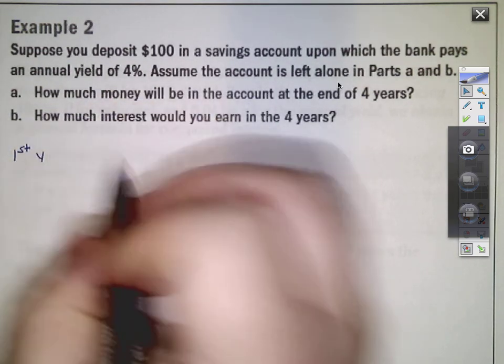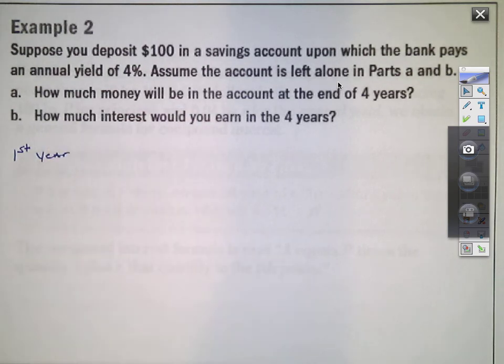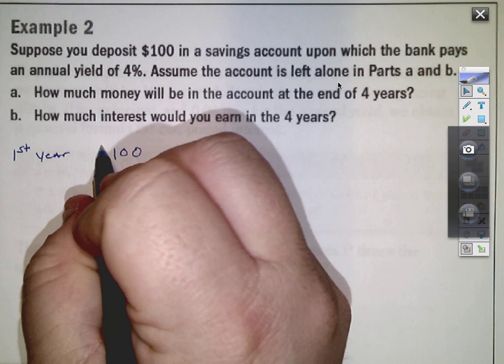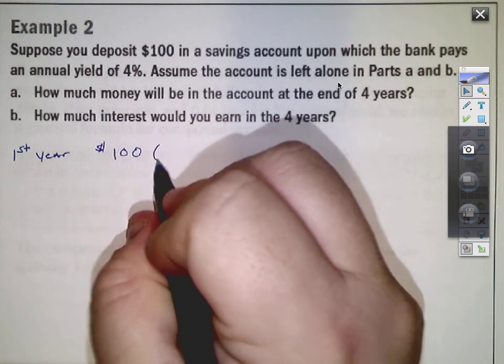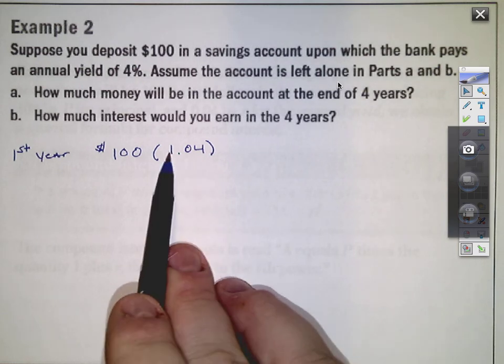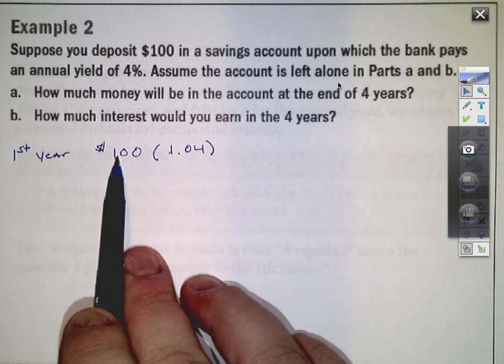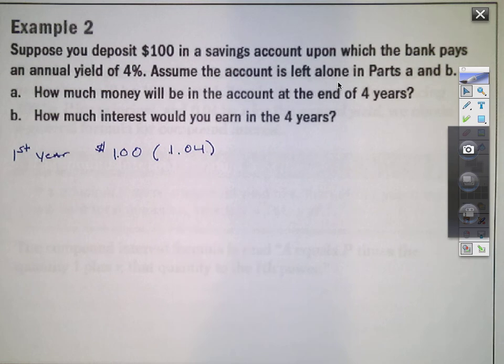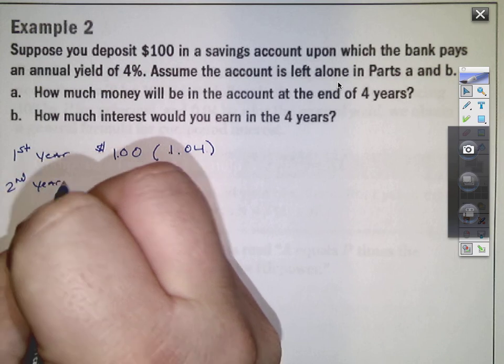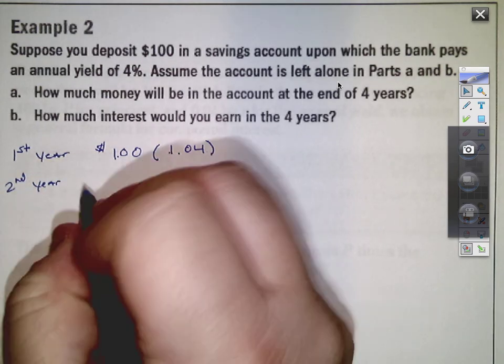Well, let's think about this. After the first year, it is $100, that's my principal, times 1.04. Okay? I have the 1 because I'm going to keep my $100. The 0.04 is my amount that I'm gaining off interest.